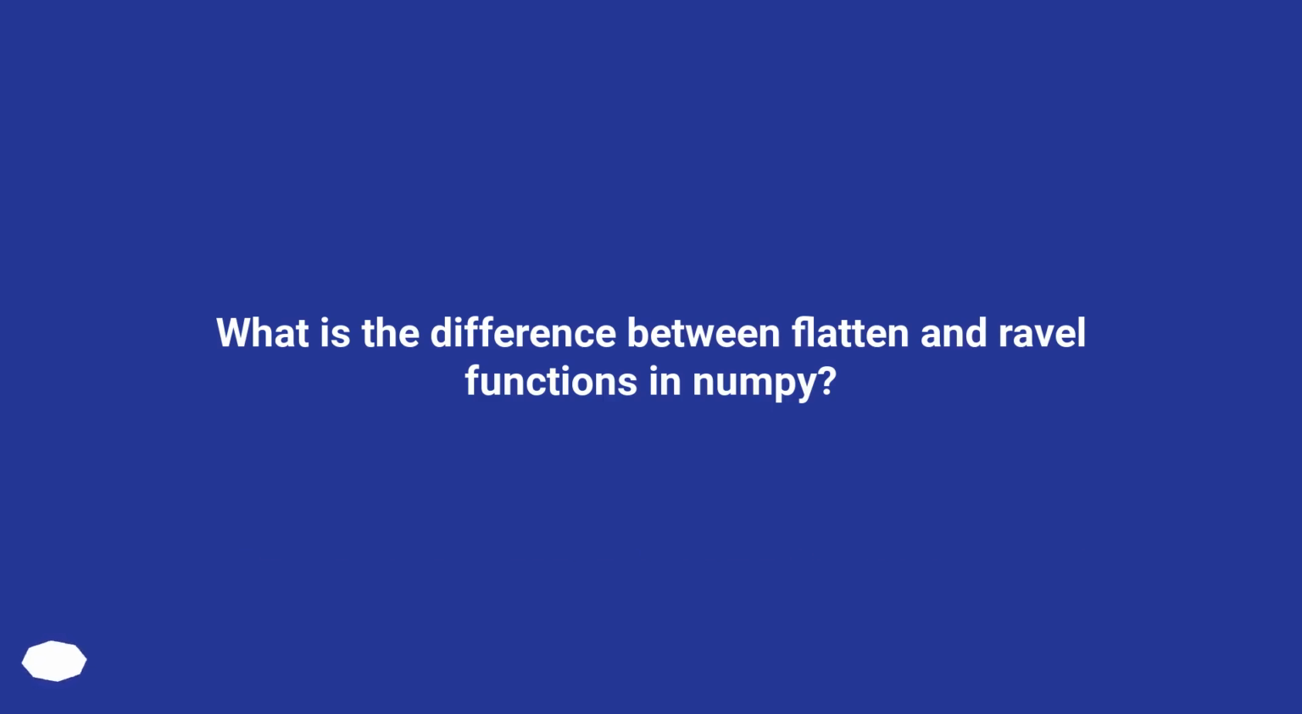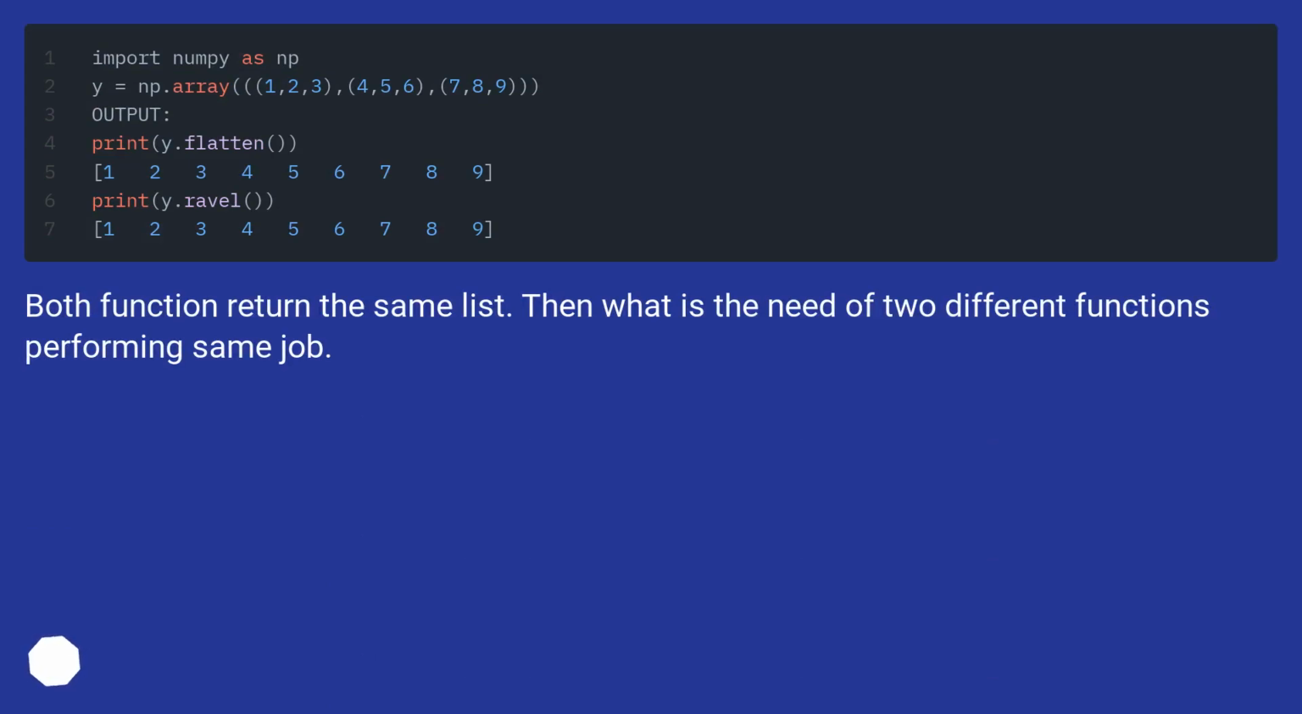What is the difference between flatten and ravel functions in numpy? Both functions return the same list. Then what is the need of two different functions performing the same job?